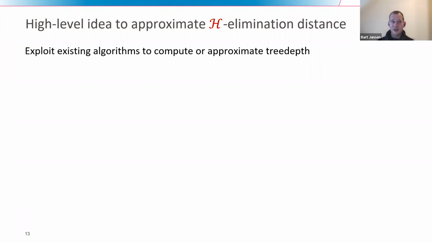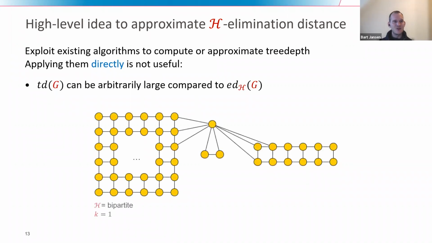As I showed you in related work, there do exist good algorithms to compute or approximate the tree depth of a graph. Right? And tree depth is related to H elimination distance because it can be defined in terms of the number of rounds, but it behaves quite differently, to the extent that if you apply an algorithm for tree depth directly, it really doesn't tell you anything useful about the H elimination distance for various classes H.